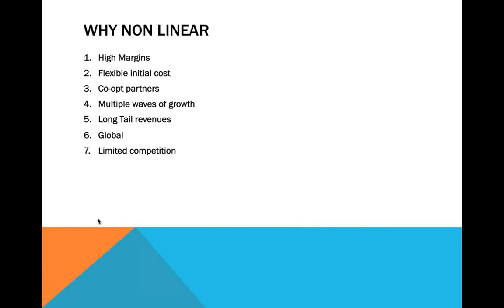And then finally, there are very few companies that I have identified who are thinking about building businesses like this from the get-go. So you will have limited competition if you design your business to be a nonlinear design business. So very quickly, we will jump into a couple of examples that I have been involved in.